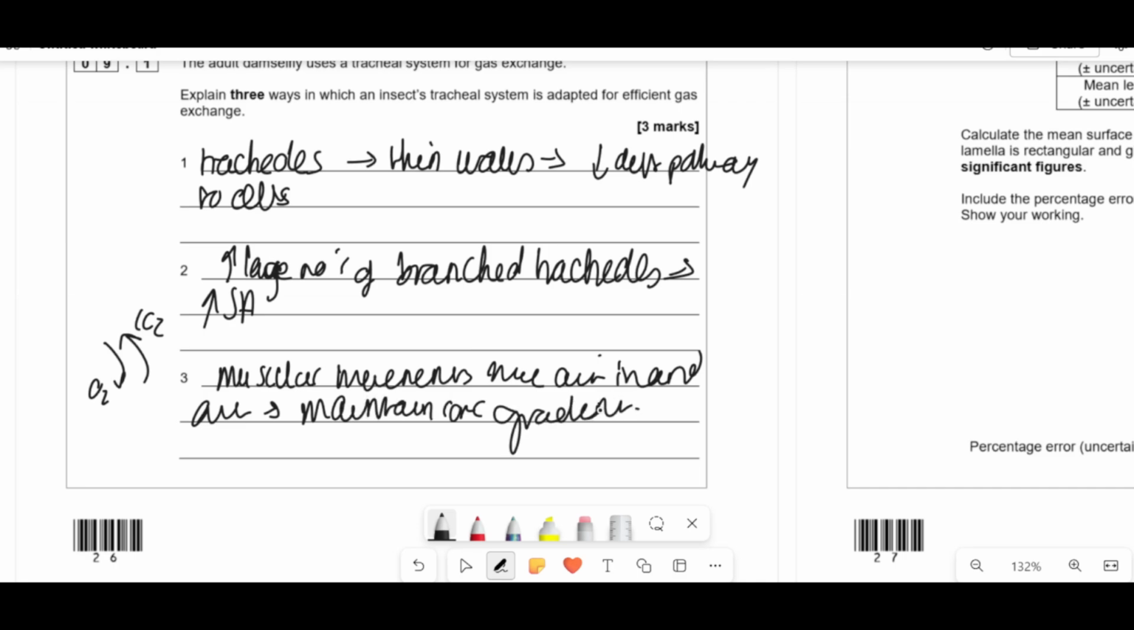So a lot of people, what they did is they just listed things out and didn't say what they explained. So the features here, and then you say how it helps, because of the short diffusion pathway, because of the branched tracheoles, because of the concentration. They missed that latter part out.